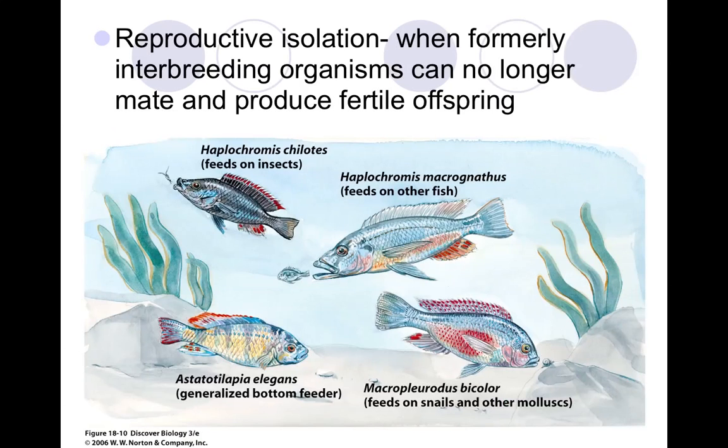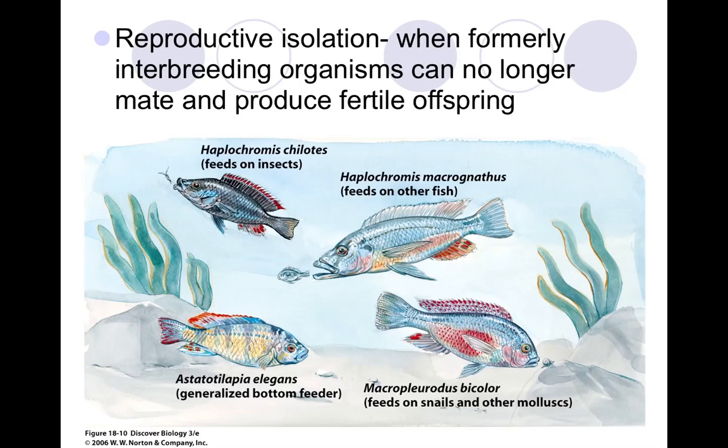Another thing that can cause it, along with geographic isolation, is reproductive isolation. When an organism that used to be able to mate can no longer mate and produce fertile offspring, for whatever reason that might be, then it can change those organisms and the things that they actually feed on, or how they adapt to their environment.